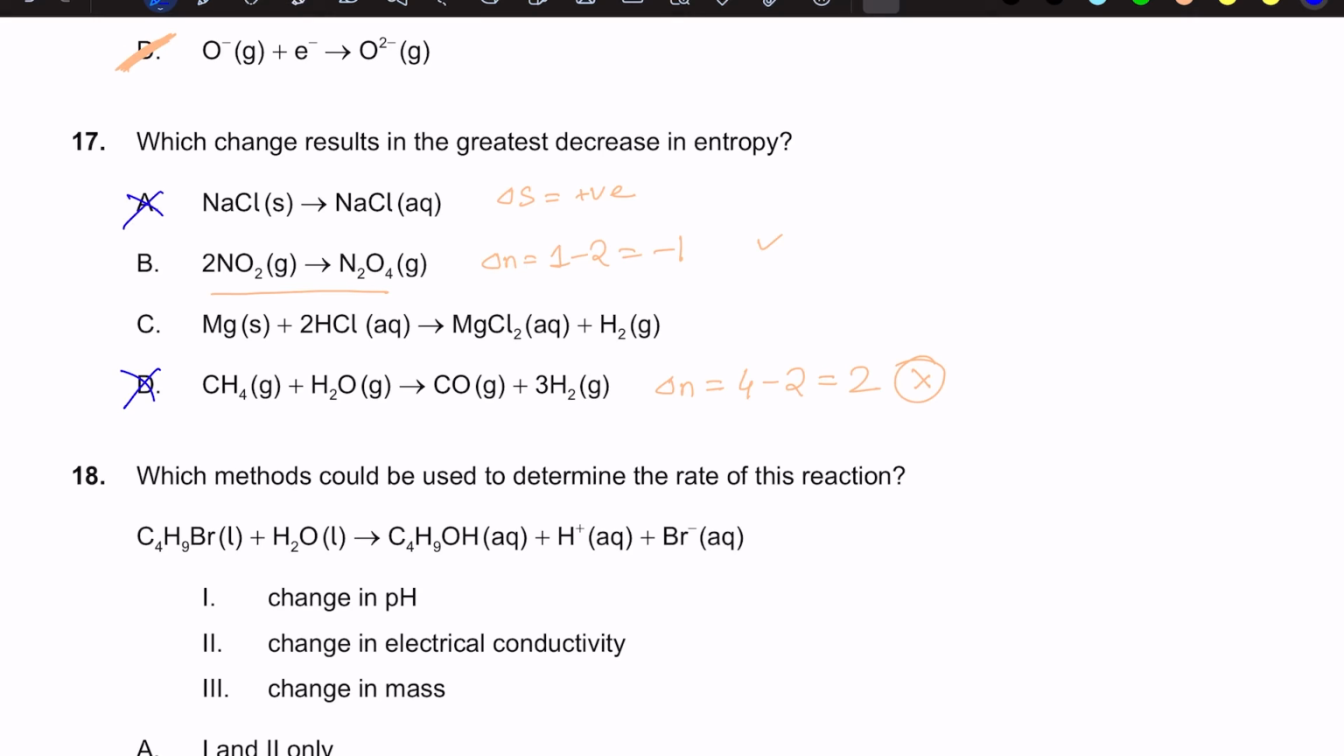So A and D have been eliminated. Now option C is solid aqueous, which gives you aqueous and gas. So in this case, delta N will be, you have 1 gaseous mole on the product side but no gaseous moles on the reactant side. So here also you have a positive delta N. That means your entropy is increasing, or randomness is increasing, right? So I can also eliminate this, leaving option B as the correct answer. In option B, moles of gas are decreasing, so your randomness decreases. As a result, your entropy decreases.